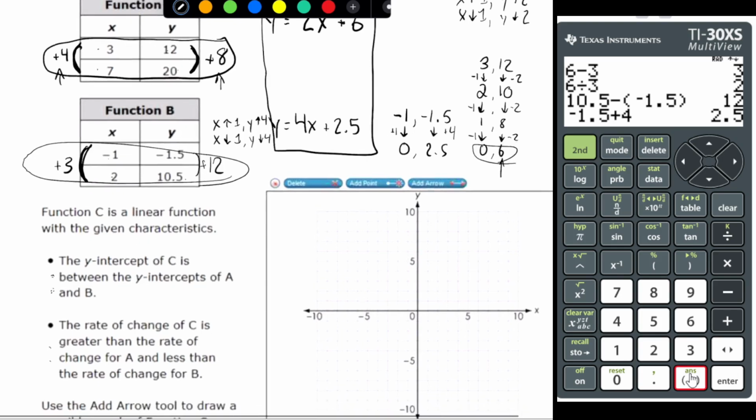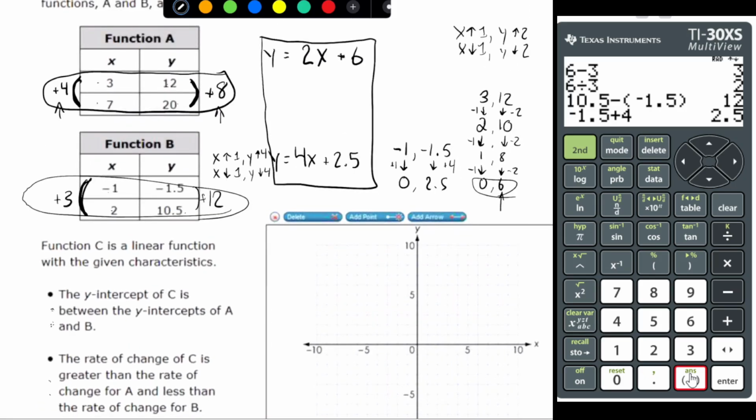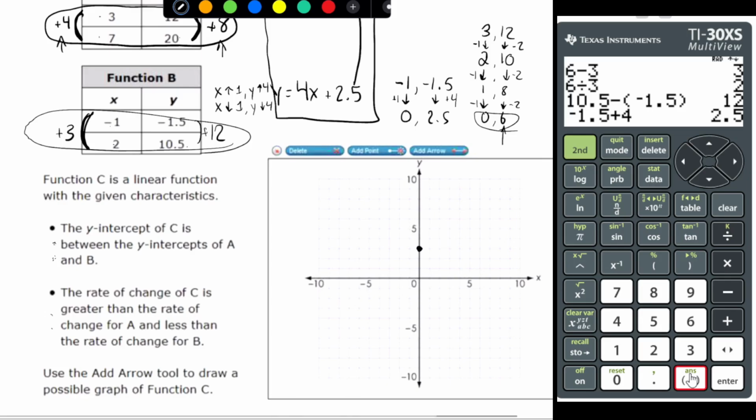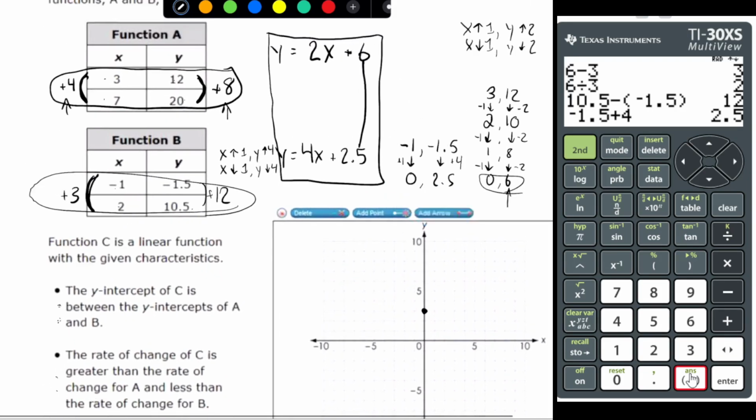So the y-intercept of C is between the y-intercepts of A and B. So it has to be between 2.5 and 6. Let's put it at 3. Why? Because we can. Okay? The rate of change is greater than the rate of change for A and less than the rate of change for B. The rate of change for A is 2. The rate of change for B is 4. The easiest way to go greater than 2 and less than 4 is to go to 3. So our new equation will just be y equals 3x plus 3.